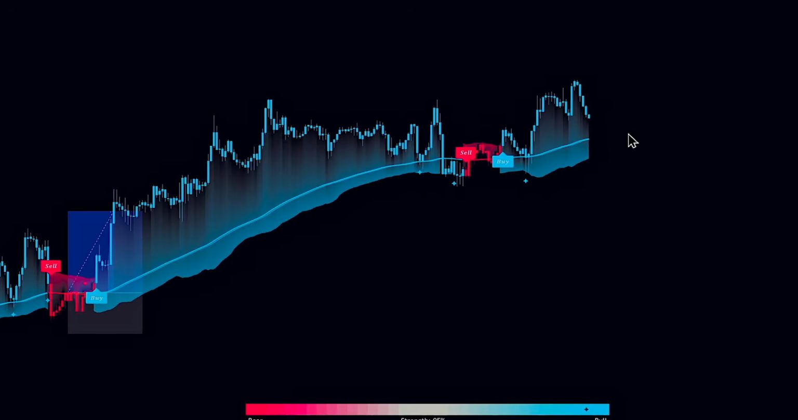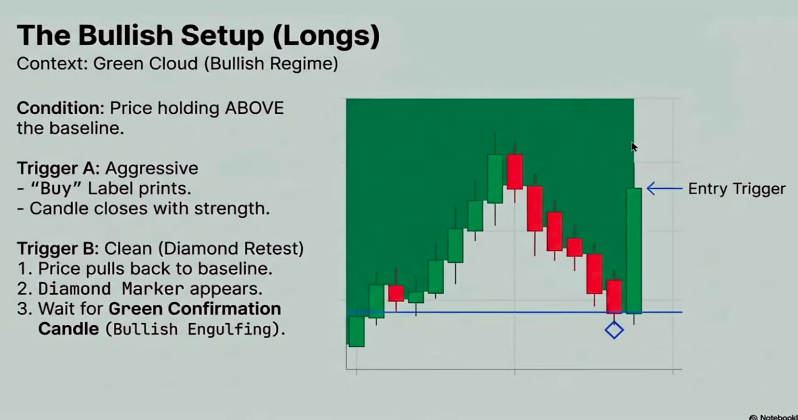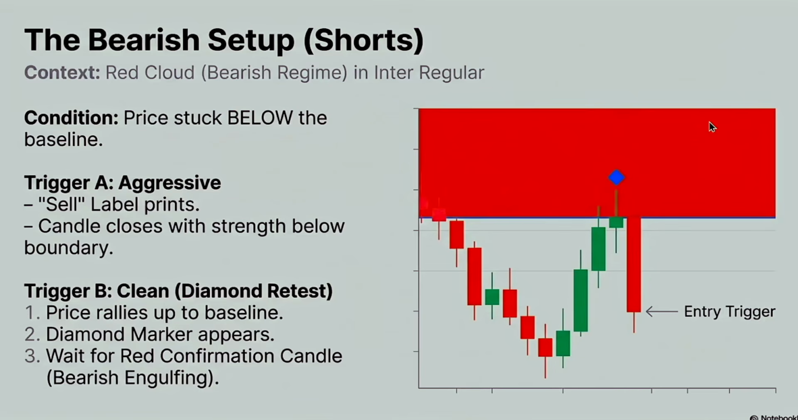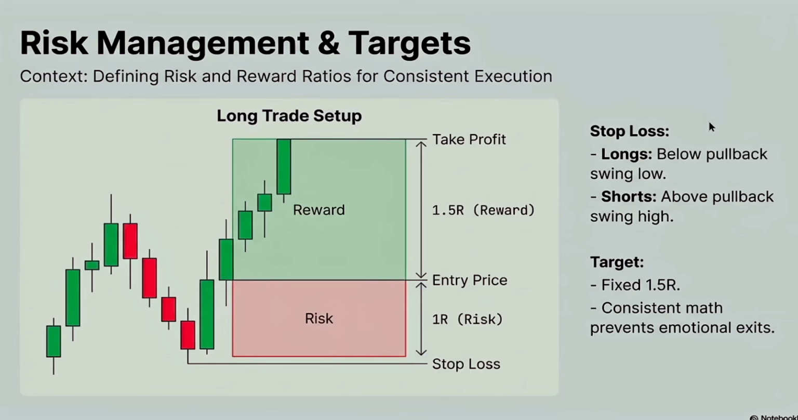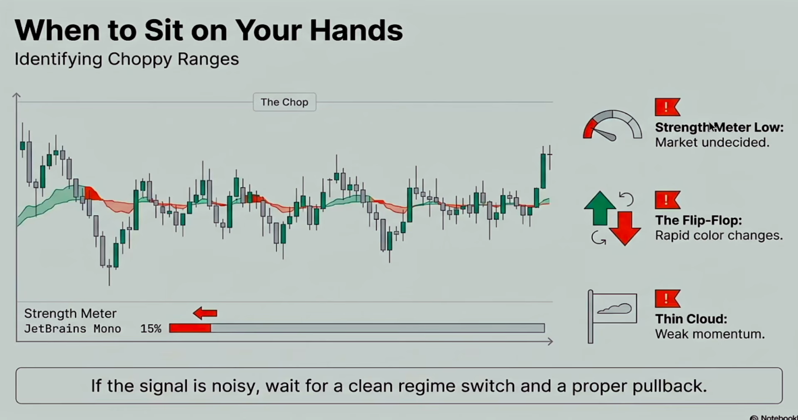So, the completed strategy is actually very simple. When the cloud is bullish, only look for long positions. The best entry is a baseline retest with a diamond marker followed by a bullish confirmation candle. Stop below the pullback and target 1.5 times your risk. When the cloud is bearish, only look for short positions. The best entry is a baseline retest with a diamond marker followed by a bearish confirmation candle. Stop above the pullback high and target 1.5 times your risk. And if the system keeps flipping back and forth while strength remains weak, you wait.